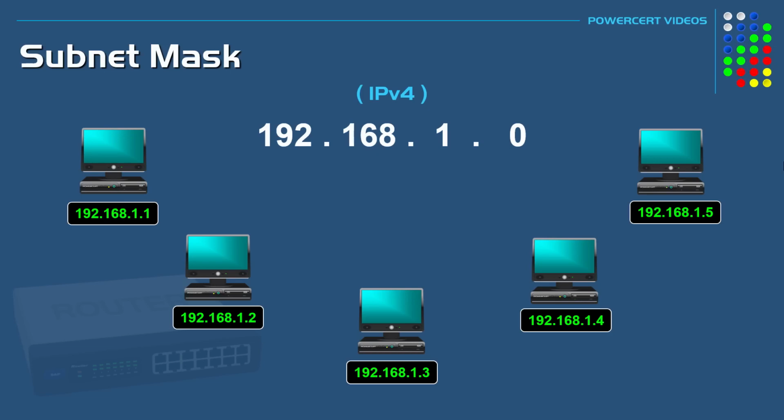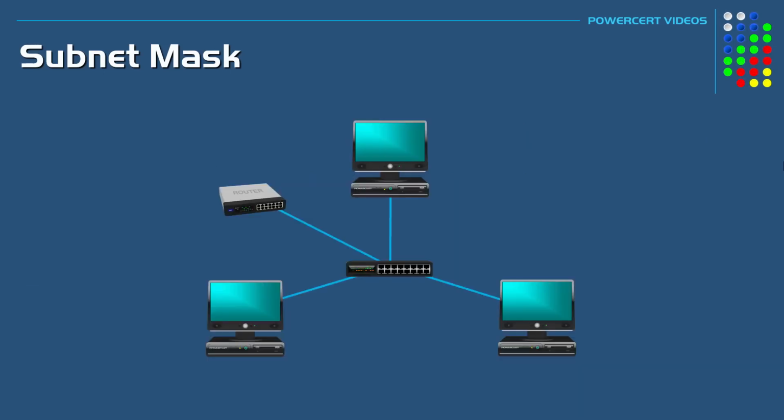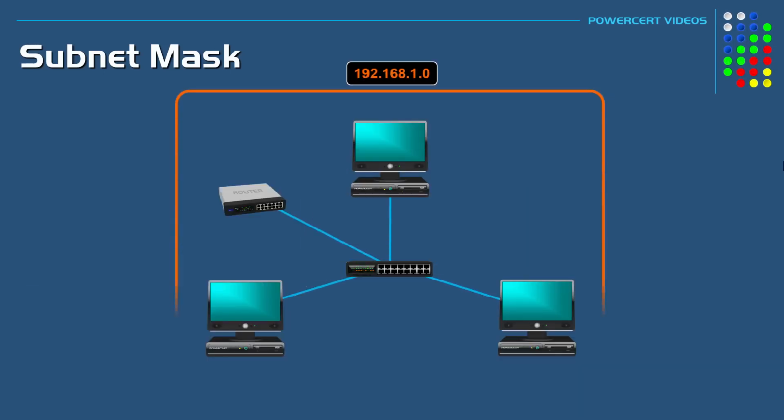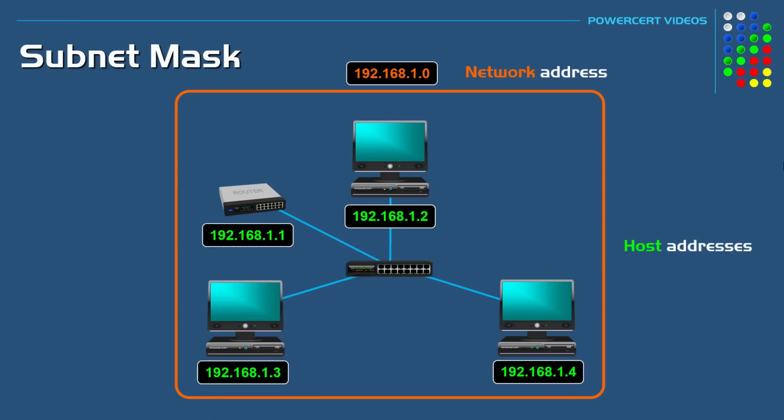An IP address consists of 2 parts. The first part is the network address, and the second part is the host address. The network address or network ID is a number that's assigned to a network. So every network will have a unique address. The host address or host ID is what's assigned to hosts within that network, such as computers, servers, tablets, routers, and so on. So every host will have a unique host address.